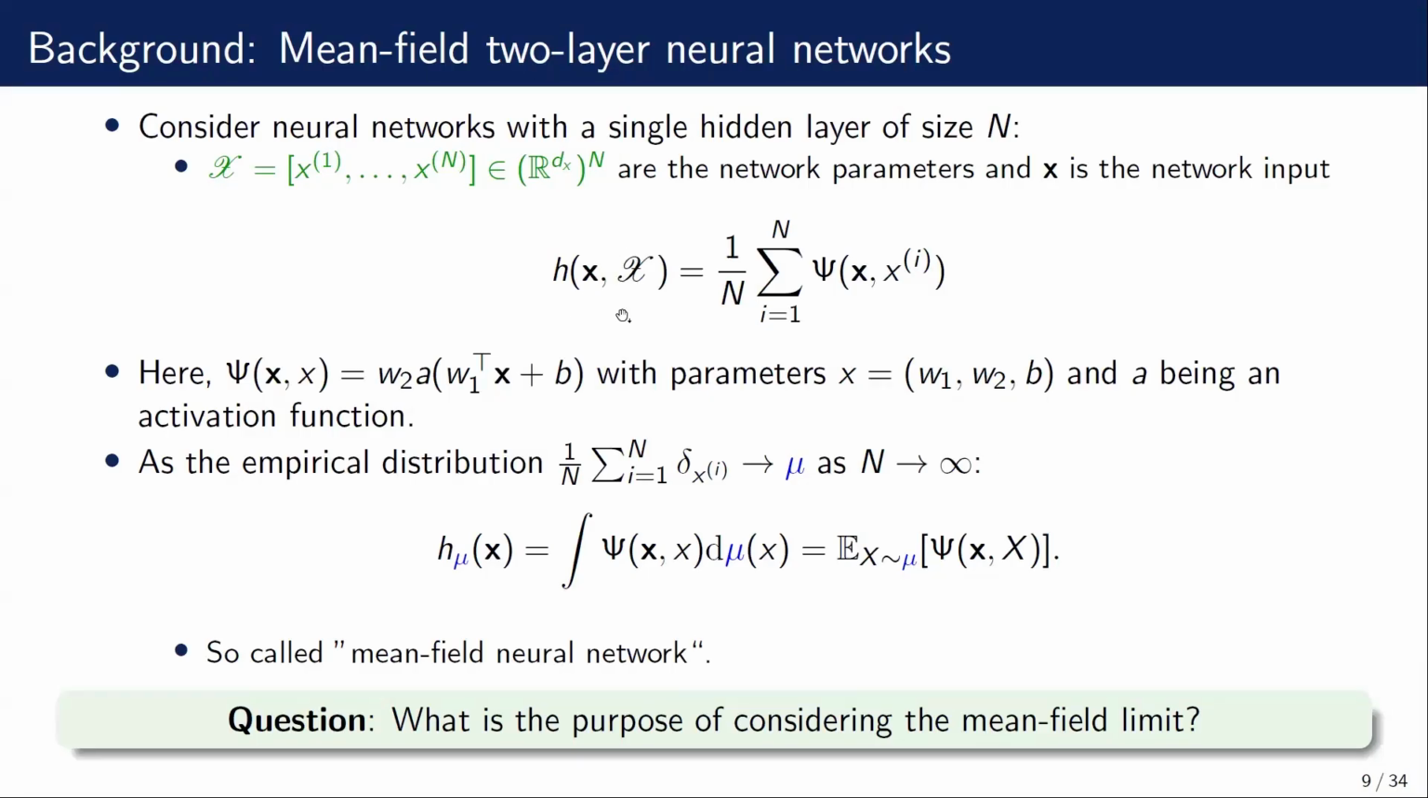When you view a two-layer neural network like this, as an empirical distribution that converges weakly to a population mu as N goes to infinity, then you can write this neural network in the form of an integral or an expectation. This is the so-called mean field neural network, where you take the size of the hidden layer to infinity, and you get this perspective. Okay. The question now is, why do we want to consider the mean field limit, which I'll explain in the next slide. Is that clear?